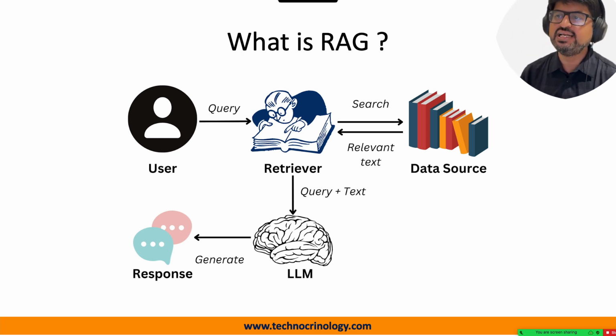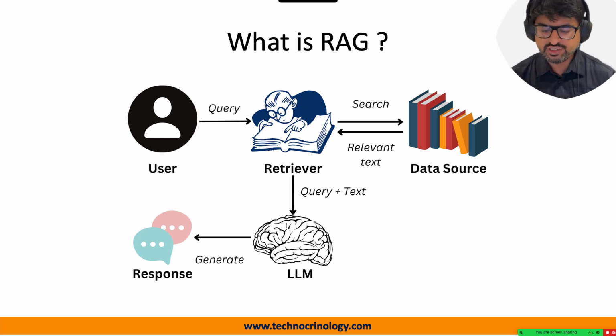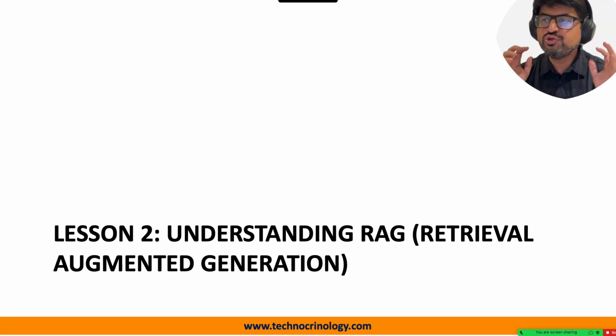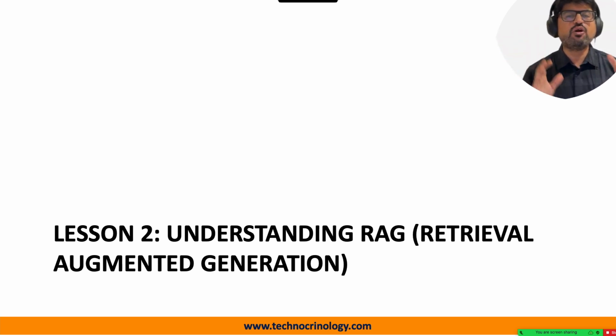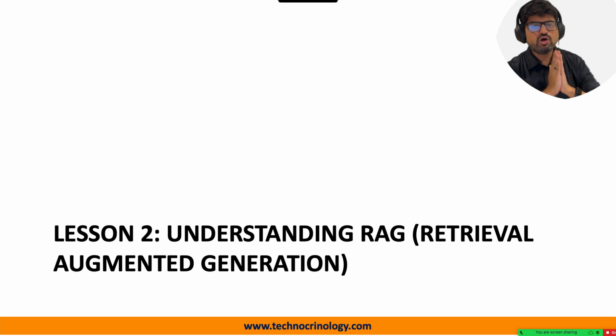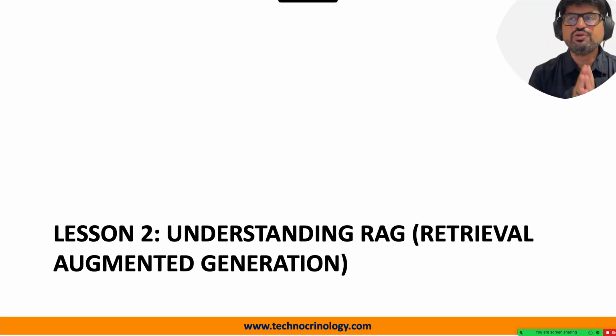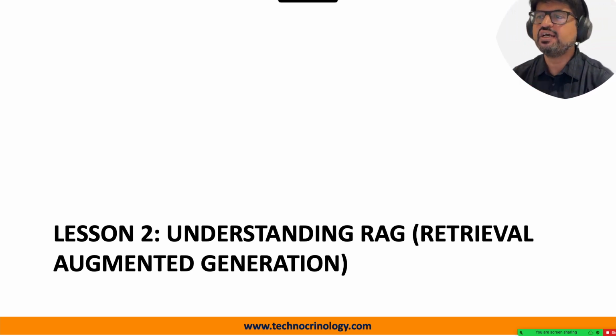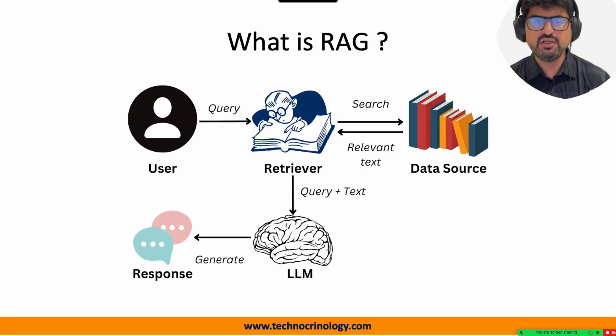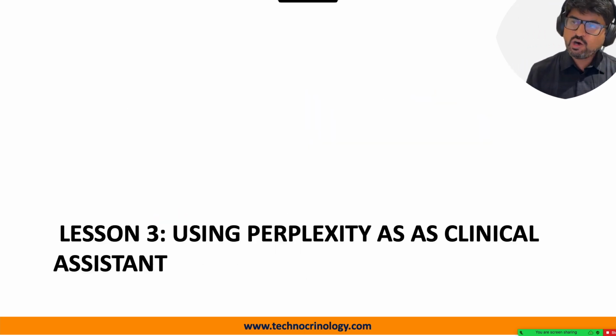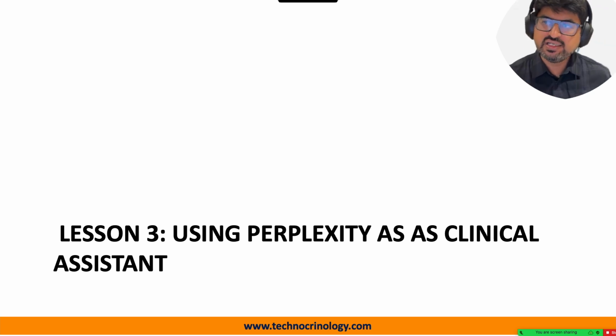So this is basically retrieval augmented generation. Hence, if you are using ChatGPT for medical use cases, do not use ChatGPT directly. You need to use a RAG system. Only by using a RAG system are you able to get authentic and good answers, right? So how can you use Perplexity, which has an inbuilt RAG system, as a clinical assistant?